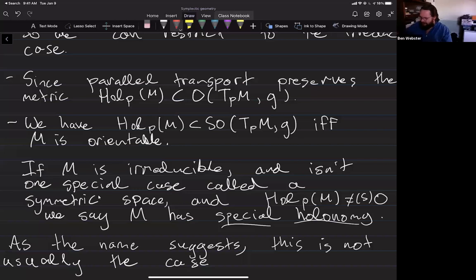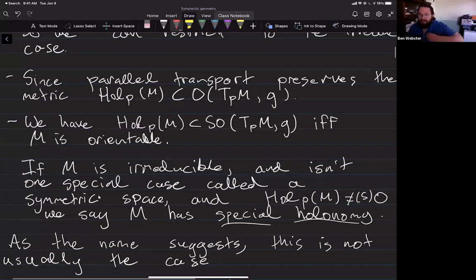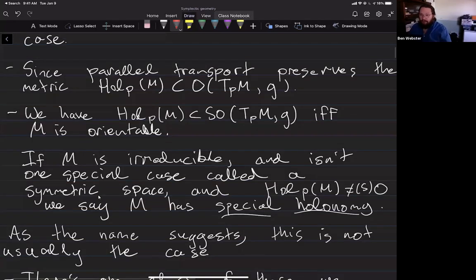So we're going to keep ignoring those. But if you put aside that case, then any other manifold where the holonomy is not the full orthogonal group or the full special orthogonal group is said to have special holonomy. And as the name suggests, this is actually pretty rare. It's an unusual sort of behavior. It's hard to construct Riemannian manifolds that have this property.